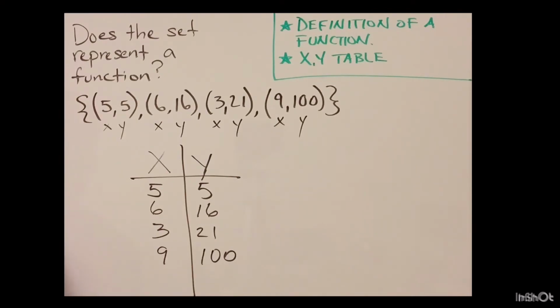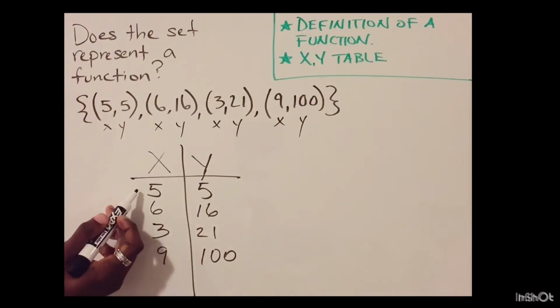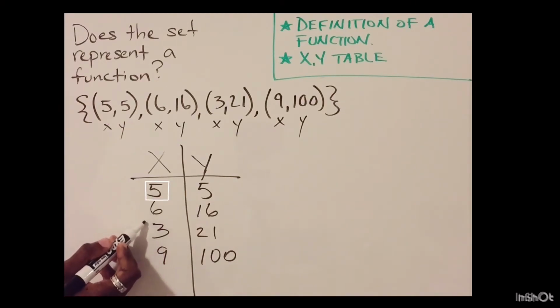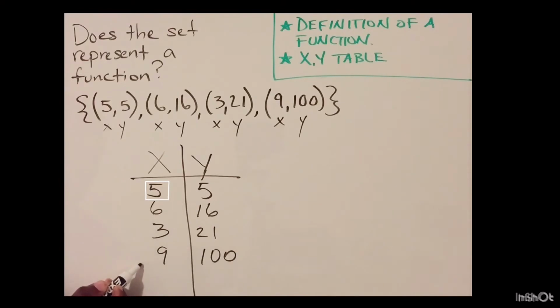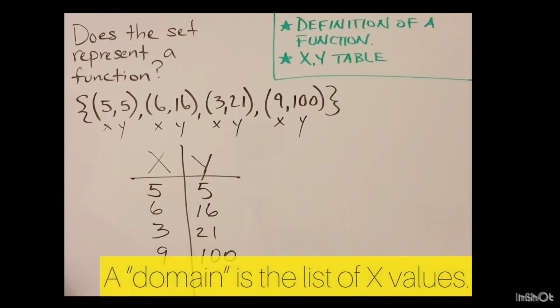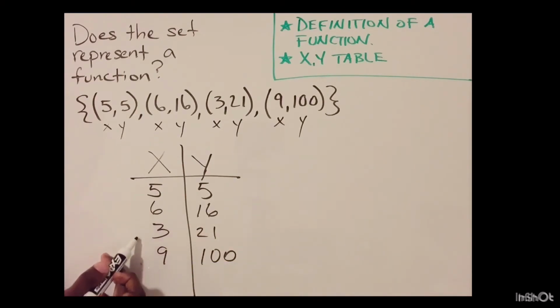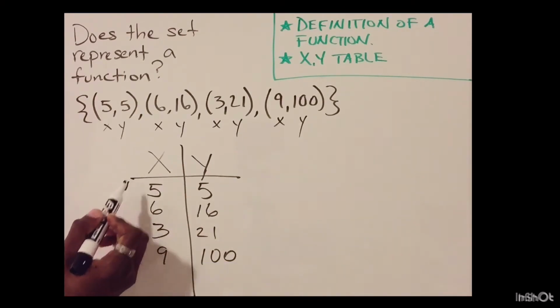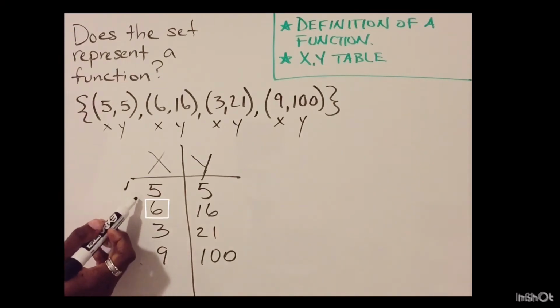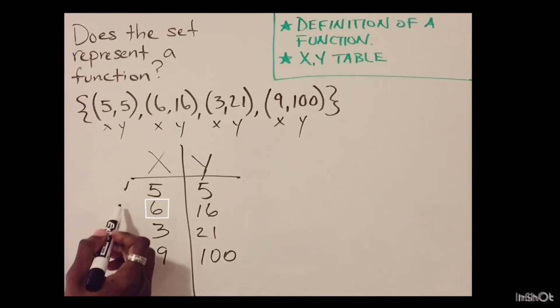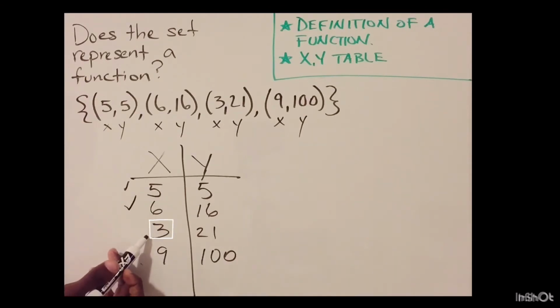So let's quickly take a look. We see that we have a 5 here, and there's no other 5 in the list of X values, which is also called a domain. The list of X values can be called a domain. You don't see any other 5s in the domain, so that's good. We have a 6, there's no other 6s in the domain, so that's good. We have a 3, there are no other 3s in the domain. That's good. We have a 9, and there's no other 9s in the domain. So that too is good.